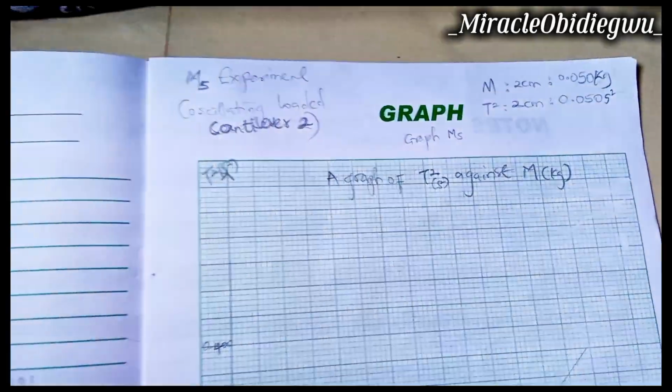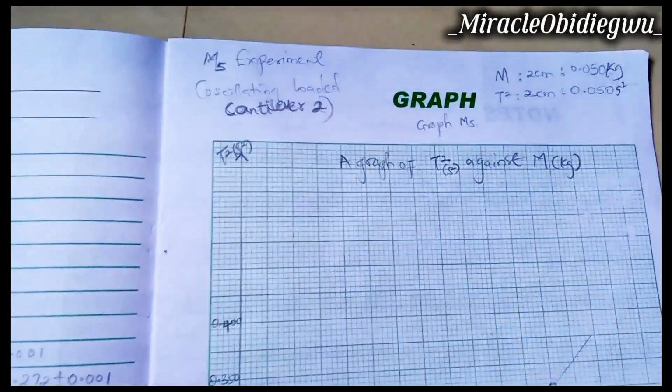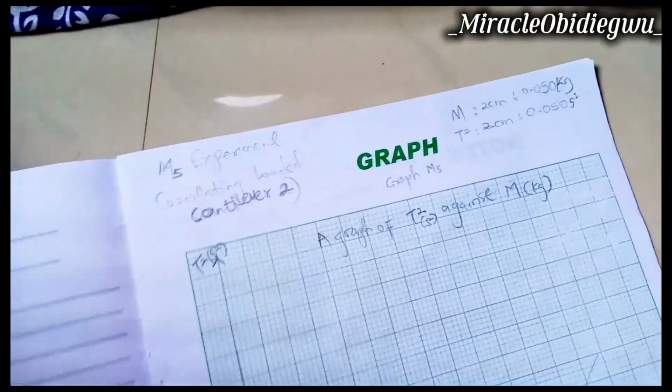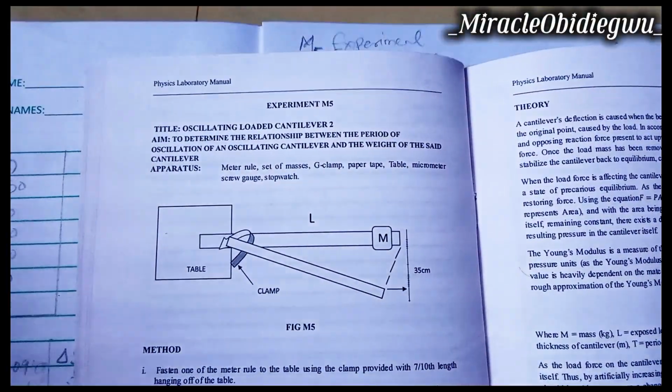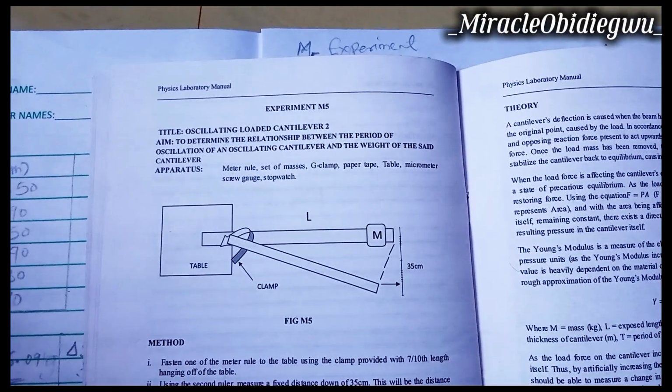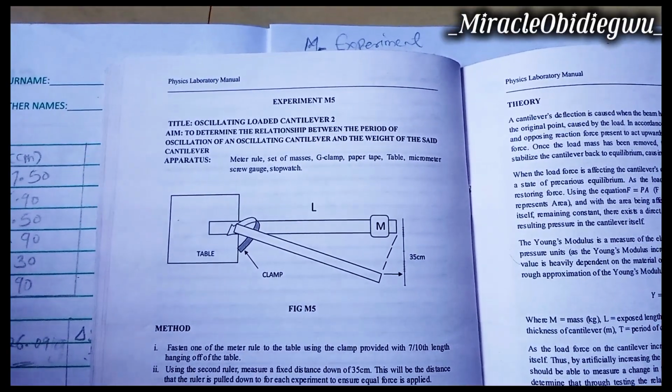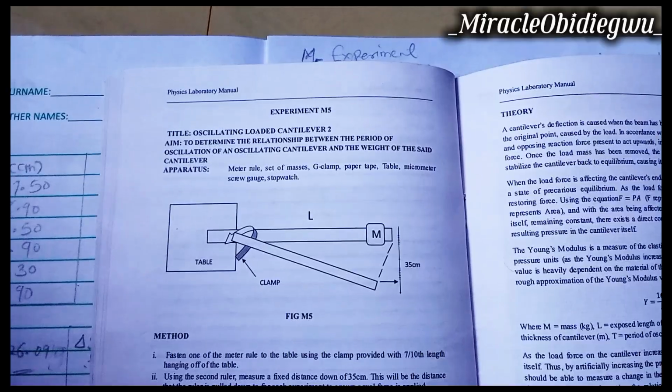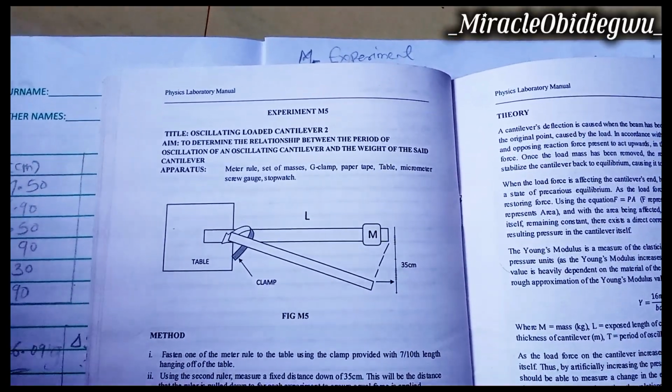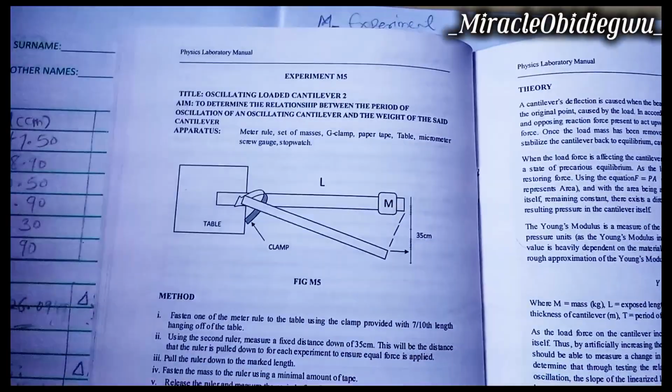So in this tutorial, we're going to be doing experiment M5. From our question, experiment M5 is oscillating loaded cantilever 2. We are going to use it to determine the period of the oscillation of an oscillating cantilever and the weight of the said cantilever.